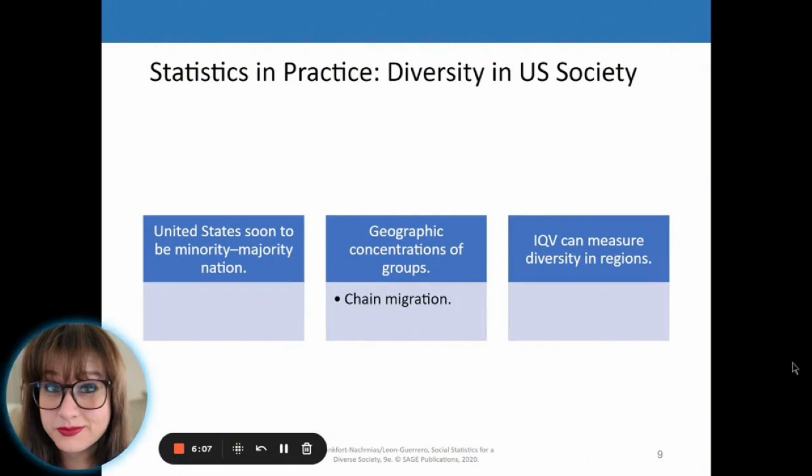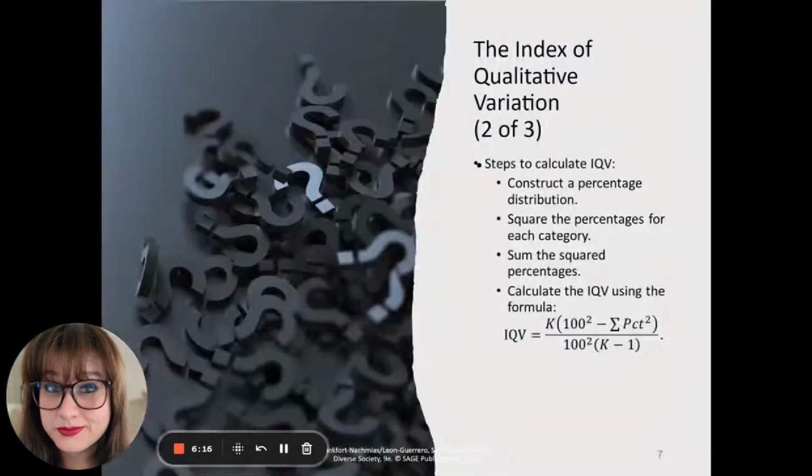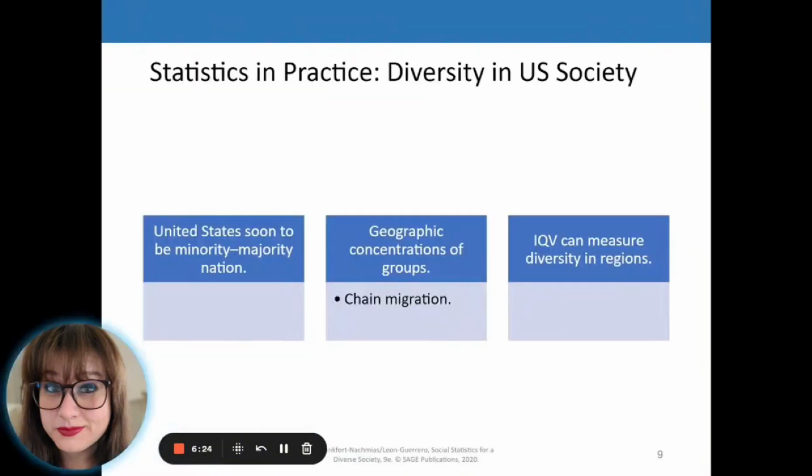Now, if we're looking at this, it's really important that we understand that statistics can change over time, right? So that IQV for one state might be very different. Like, the IQV for an ethnicity or racial group in California would be very different 40 years ago than it would be today, or even in the United States. And so understanding how diversity in our society can influence our statistical practice is important.